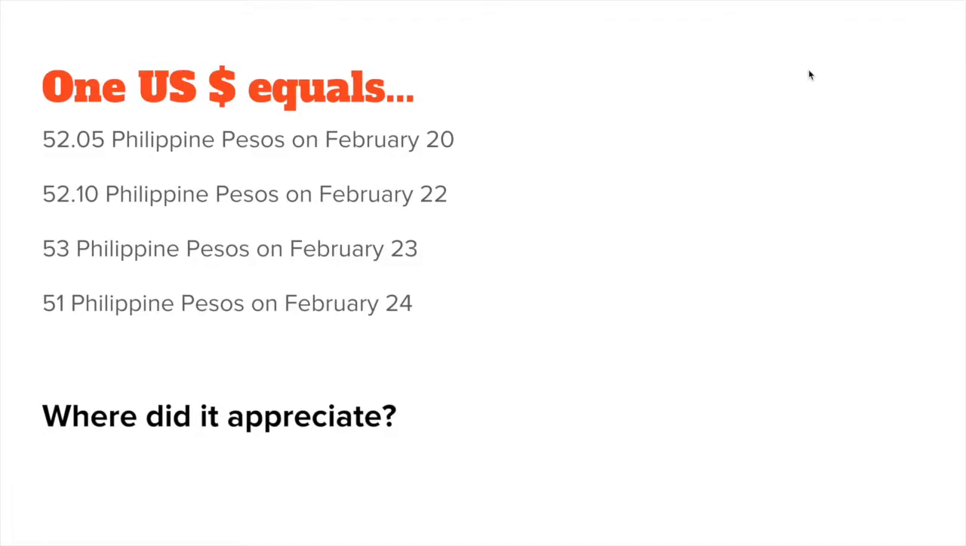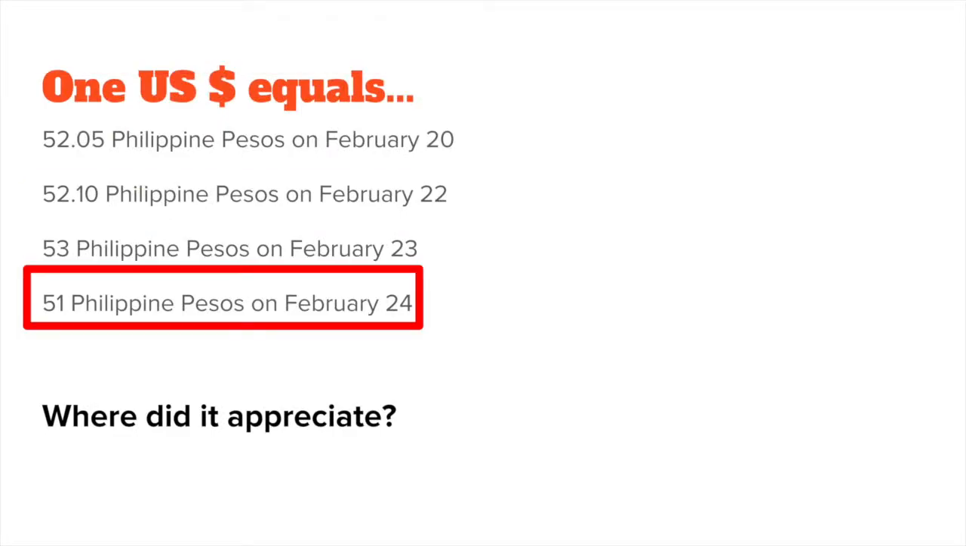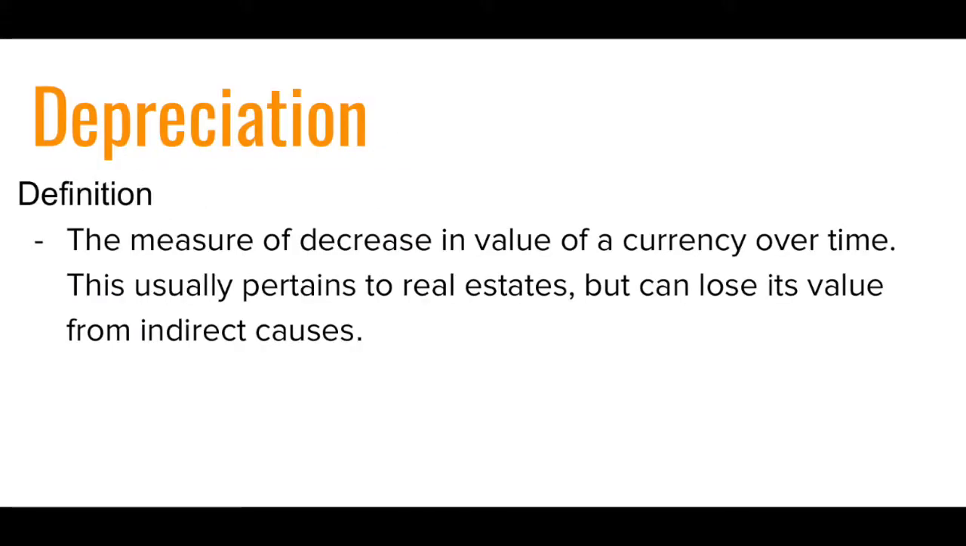Let's use the example of $1 and 1 Philippine peso. $1 equals 52.05 Philippine pesos on February 20. On February 22, it costs 52.10 Philippine pesos. On February 23, it costs 53 Philippine pesos. On February 24, it costs 51 Philippine pesos. So where did it appreciate? That's right, it appreciated on February 24 at 51 pesos.